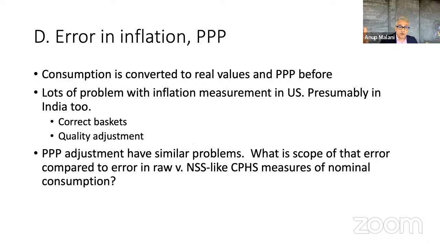Now let's look at some other errors that are out there that are perhaps as important. Remember, we've got this metric, less than $1.90 per day. You can do it in consumption or income or something else, but let's say we do it in consumption, but we have to do real and purchasing power parity adjusted. And that means that not only do we have the error of going from CPHS to NSS, but you also have the issues with inflation measurement and PPP measurement. And we know that there are lots of problems with inflation measurement in developed countries. You might imagine that there are problems in low and middle income countries.